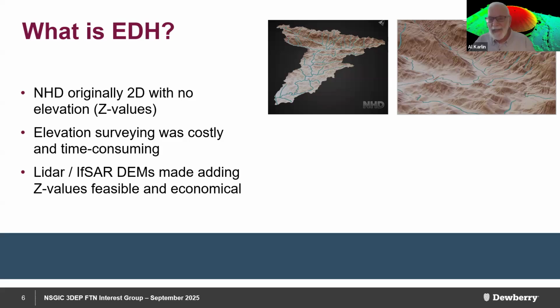And in 2006, the state of Florida funded a statewide LiDAR program. It was administered by the Department of Emergency Management, and again, we refer to this as FTN.